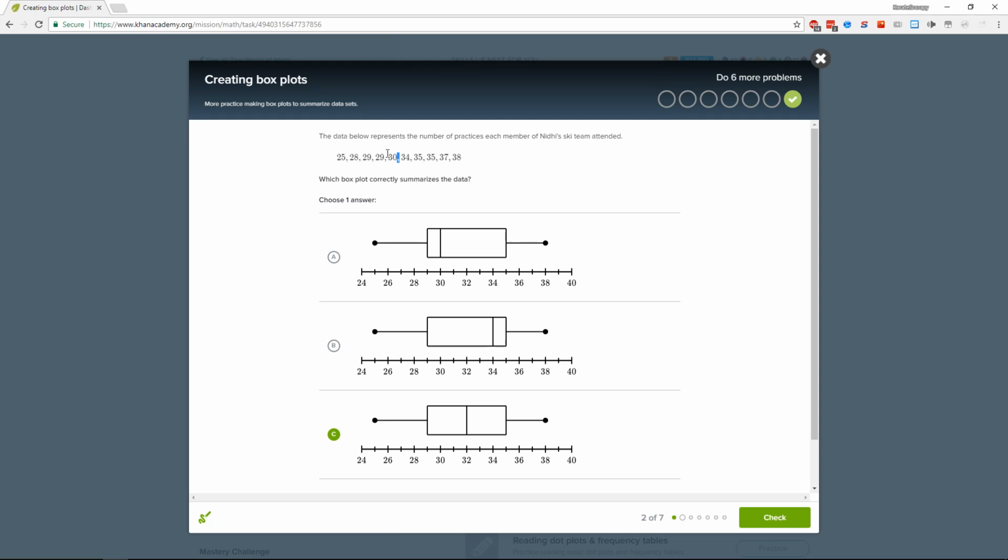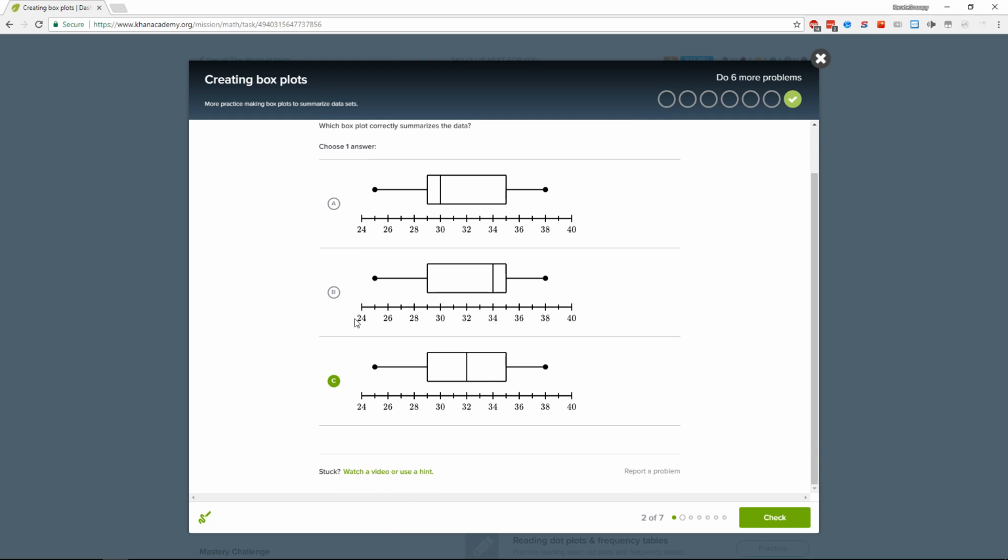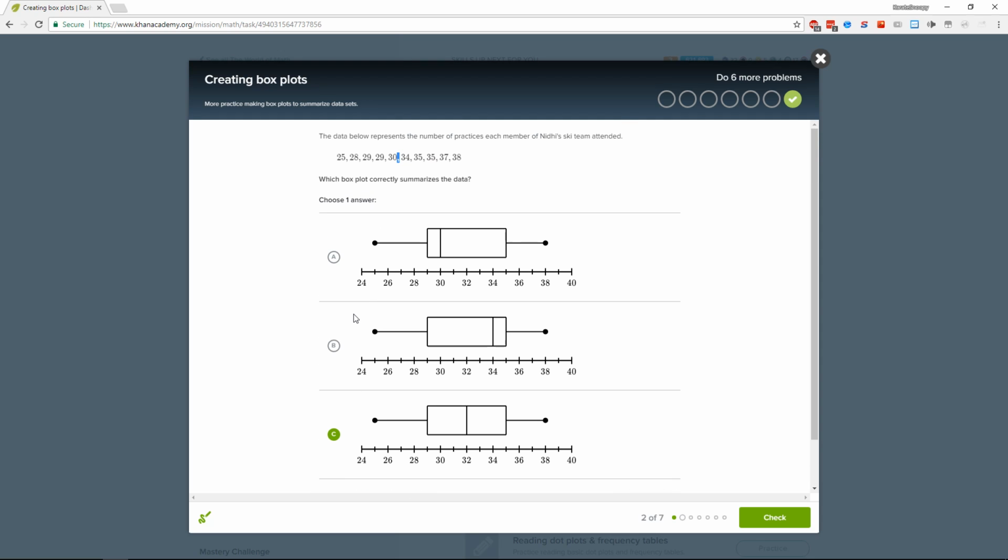And then the mean over here is 29. Yep, 29. And the mean over here is 35. Yep, 35. And the lowest is 25, and the highest is 38, so it's this one.